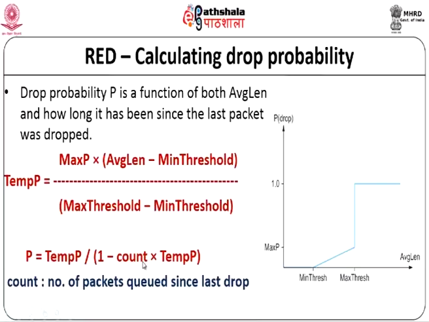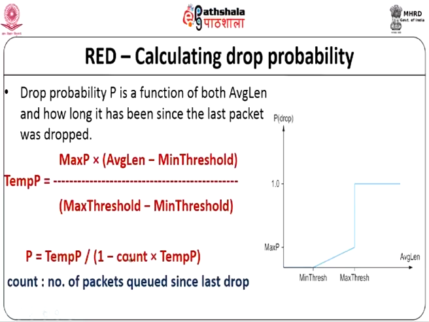Once you do this, you can see what happens with respect to this formula. When your count value increases, which means I have not dropped packets for a long time, naturally count into temp P will increase. So 1 minus count into temp P will decrease. If this decreases, then the drop probability P, which is temp P divided by a smaller factor, will increase. So when the count increases, the drop probability increases.